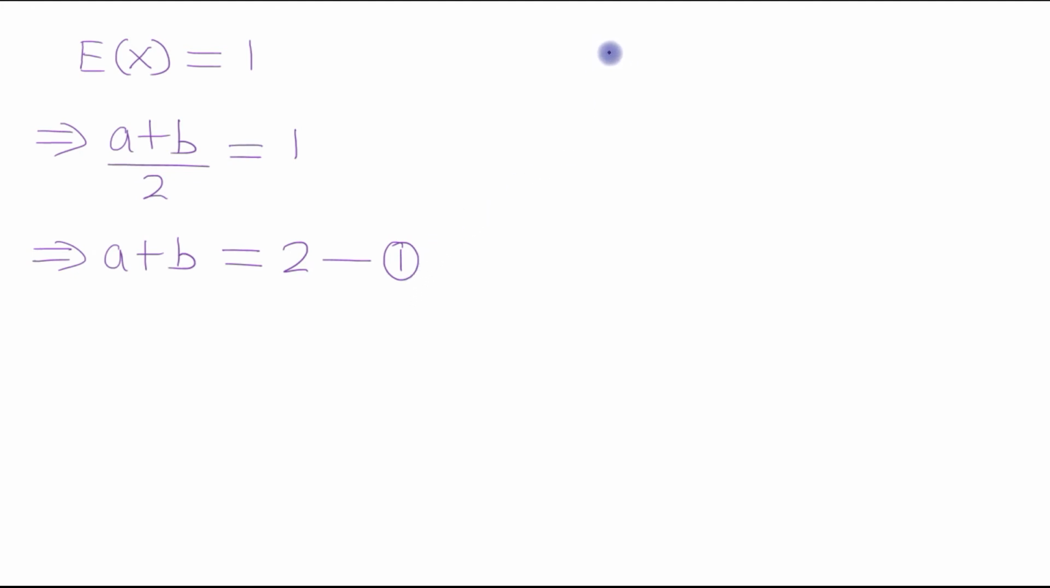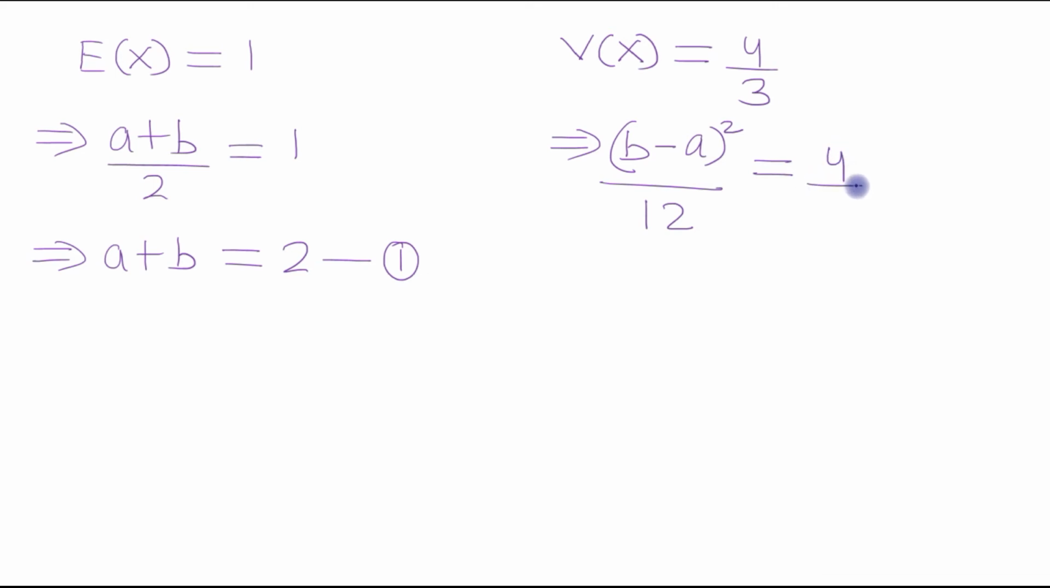And the second thing we are given is that the variance of x is 4 upon 3. So the variance in case of uniform distribution is (b minus a) whole square upon 12, equal to 4 upon 3.